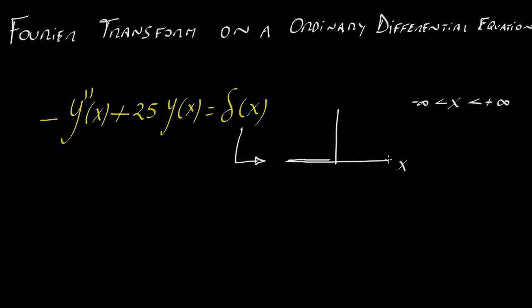This is just a fancy way to say that this function takes a value of 0 at any x. So here the independent variable is x. It doesn't matter what x you have, it has a value of 0, except at point 0. At point 0 you have a value of infinite or something extremely large. And the rest, it continues to have a value of 0. Okay?